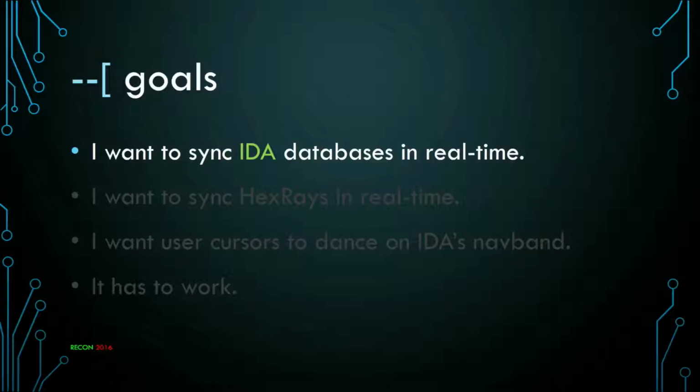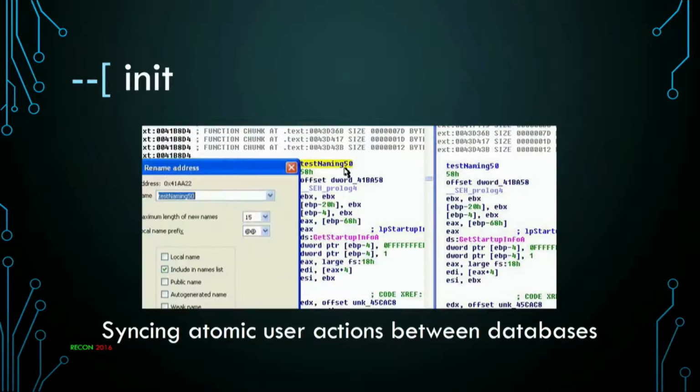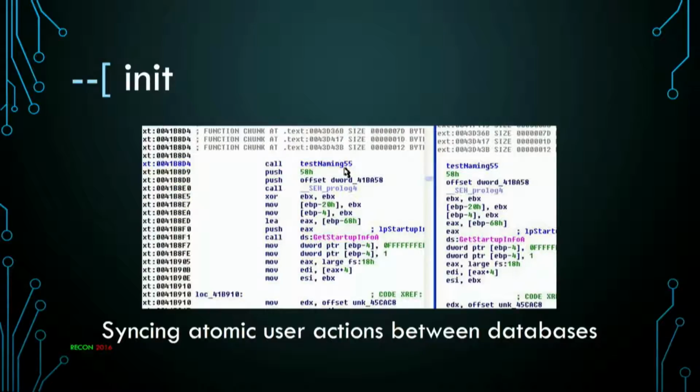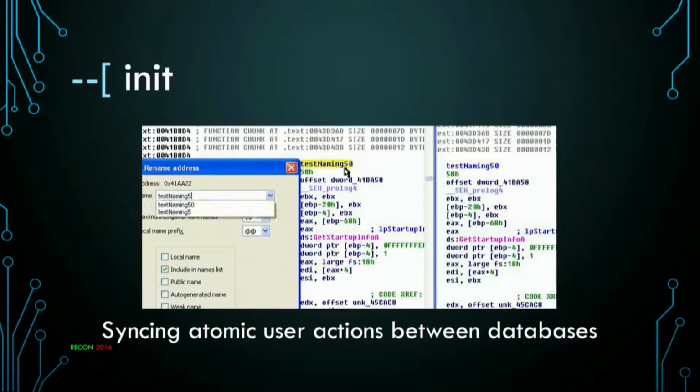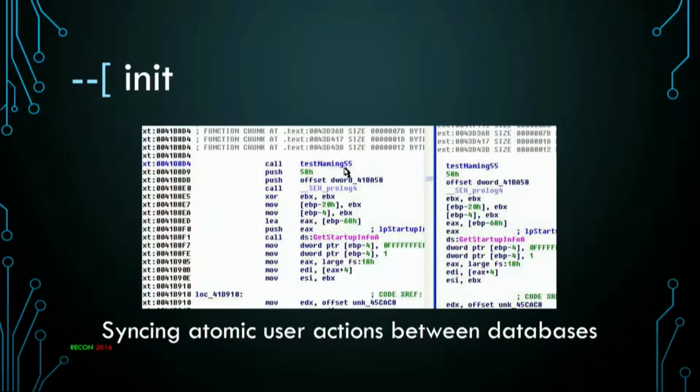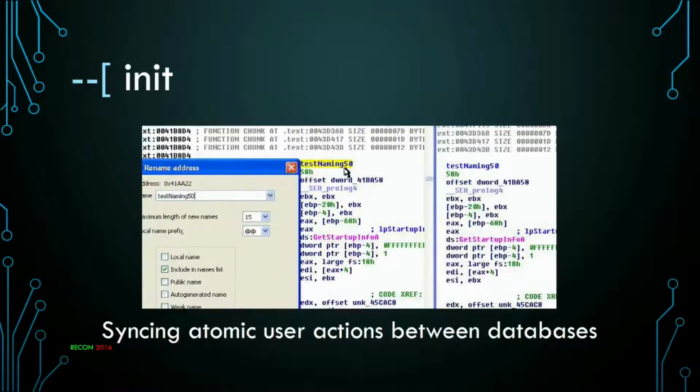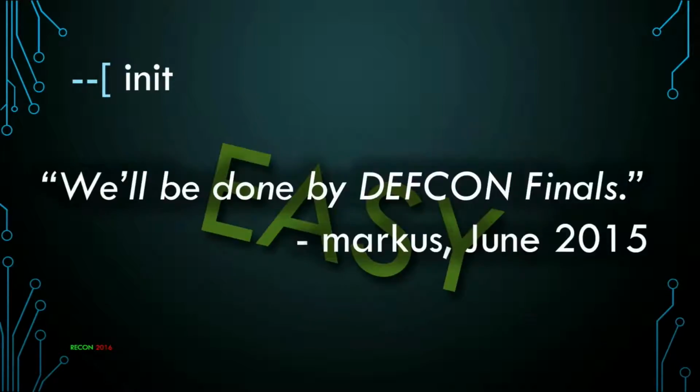So we started out. We took the first goal. This is June last year, and this is a little GIF of it. You can see, very quick demo, but it worked then. Yep. It was just a very simple demo, a proof of concept. We sat down, and in a couple hours we were like, oh man, this is like syncing atomic user actions between databases. We're just renaming a function call here, and we're like, wow, that's so easy. We'll be done by DEF CON finals, I said. That was June 2015, and we are still working on this.